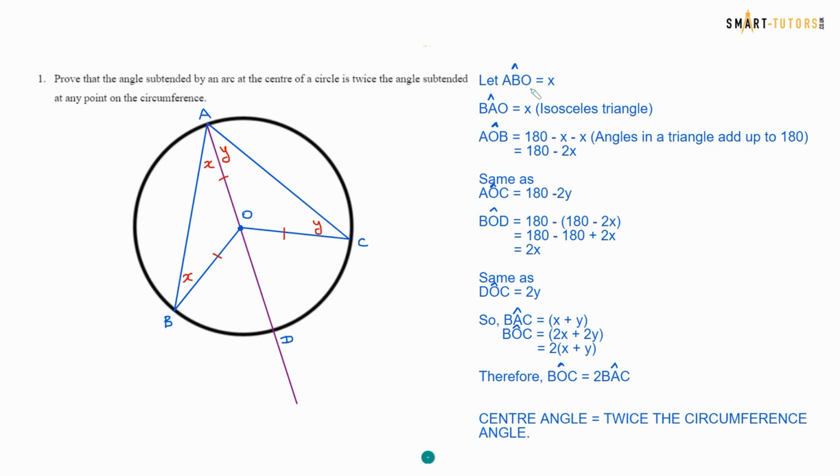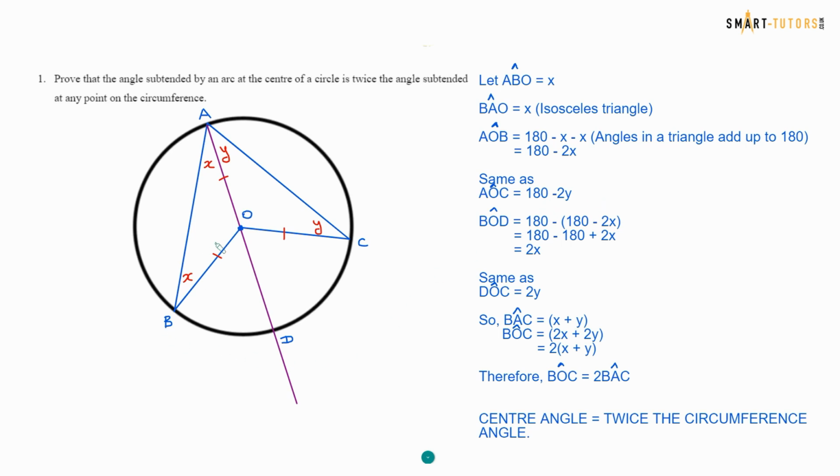Let ABO equal x. So BAO is also x because it's an isosceles triangle. Isosceles triangle means the base angles are equal. So AOB is going to be 180 minus 2x, because angles in a triangle add up to 180. Similarly, you can prove AOC is going to be 180 minus 2y.